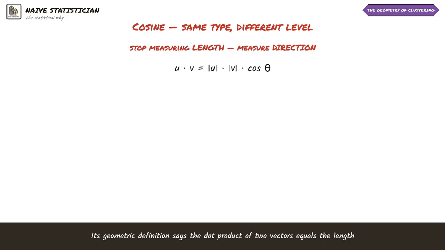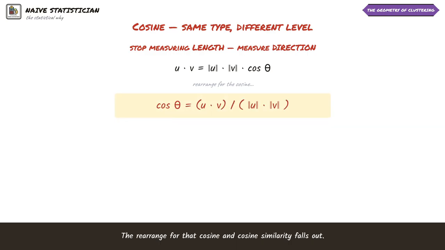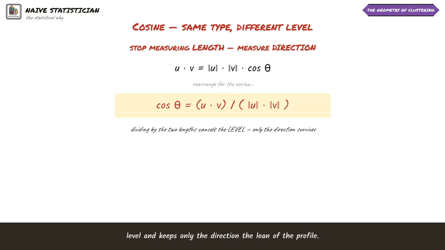Its geometric definition says the dot product of two vectors equals the length of the first times the length of the second times the cosine of the angle between them. Rearrange for that cosine and cosine similarity falls out: the dot product of x and y divided by the product of their lengths. Dividing by the two lengths deliberately cancels the overall level and keeps only the direction, the lean of the profile.